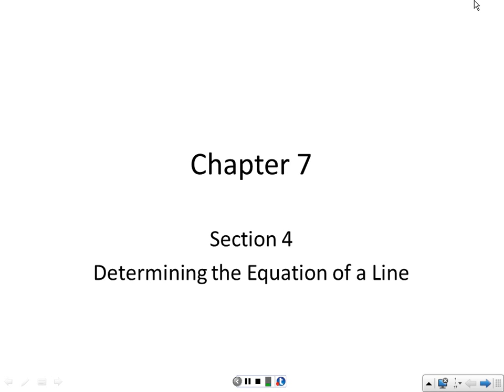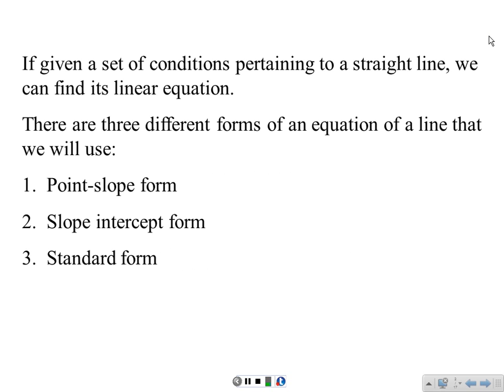Chapter 7, Section 4, Determining the Equation of a Line. So what we're going to do in this section is learn how to write lines. Previously, you had an equation and you graphed the line. Now we're going to have a description of the line's conditions. Given conditions pertaining to a straight line, we're going to find the linear equation. So we're just going to go backwards.